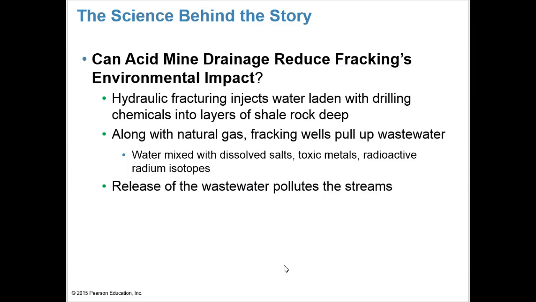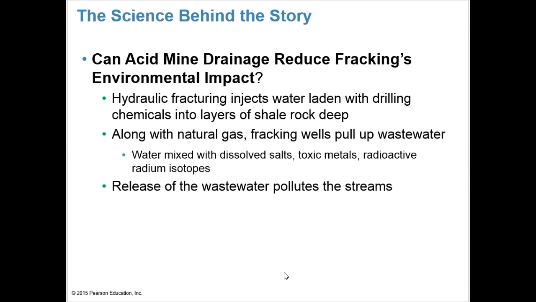We've now reached our science behind the story. Can acid mine drainage reduce fracking's environmental impact? A study led by geologist Avner Vengosh of Duke University investigated whether the acid mine drainage leaking from old coal mines could be put to use to lessen the environmental impacts of the very modern process of using hydraulic fracturing, or fracking, to produce natural gas.